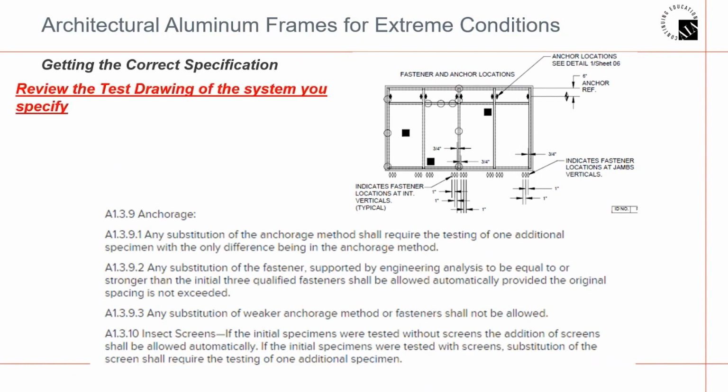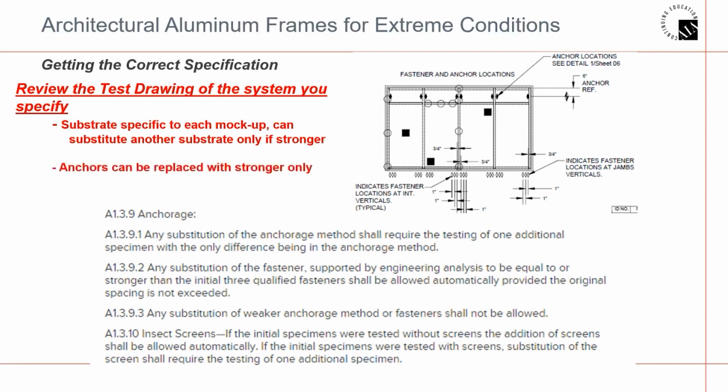Review the shop drawings for each system and see what the substrate was used in the test mockup. ASTM E1996 allows substitution of substrate as long as it is a stronger material than that which was tested. Calculations can be provided to support this. The anchors used can be substituted as long as calculations show they are stronger than the tested fasteners.